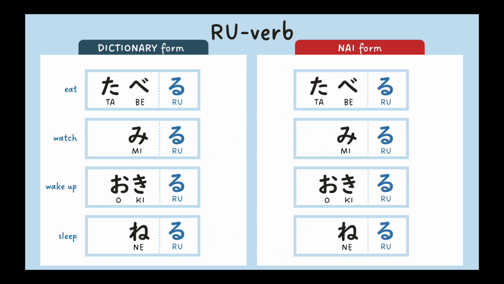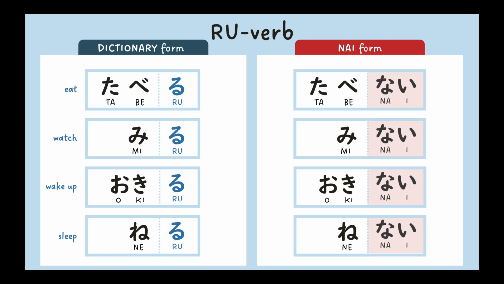To conjugate ru verbs into the nai form, we simply replace the final ru with nai. So taberu becomes tabenai. Miru becomes minai. Okiru becomes okinai. And neru becomes nenai.